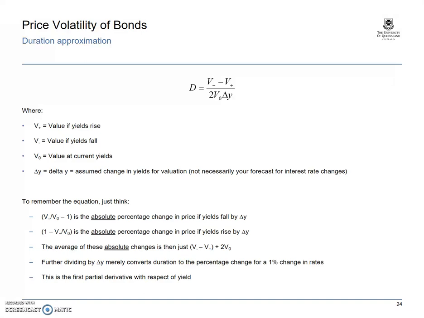So this is an assumed change in yield, and we're doing this just to work out what the duration is. It is not our forecast or our expected change in what the interest rates will be. Delta Y is simply a small change in the yield such that we can work out what the duration is. And so that delta Y is not to be confused with what we expect the yield to change to.